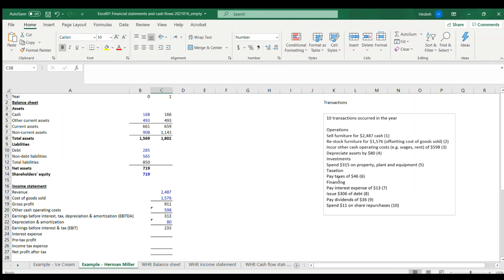Next, we go to transaction number 6. In this transaction, we pay taxes of $46.